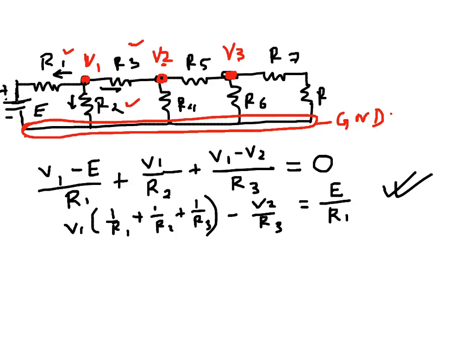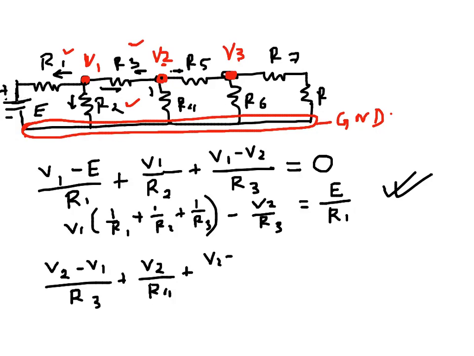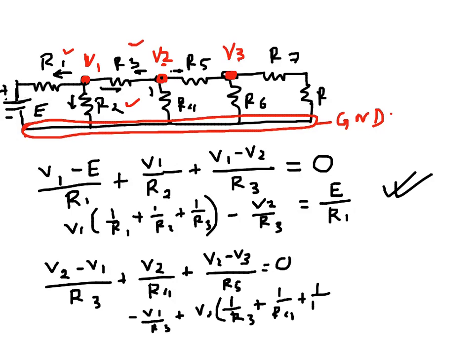Similarly for node 2, I can write here. Again I should assume the current going away, because that will give me a standard equation. So here again it is V2 minus V1, because I am assuming that the current is going away from V2, plus V2 minus 0 over R4, because that's the ground, but I am not writing the 0 anymore, plus V2 minus V3 over R5. This is equal to 0. If I rearrange, it will become minus V1 over R3, plus V2 times (1 over R3 plus 1 over R4 plus 1 over R5), minus V3 over R5. So that's the second equation I have.